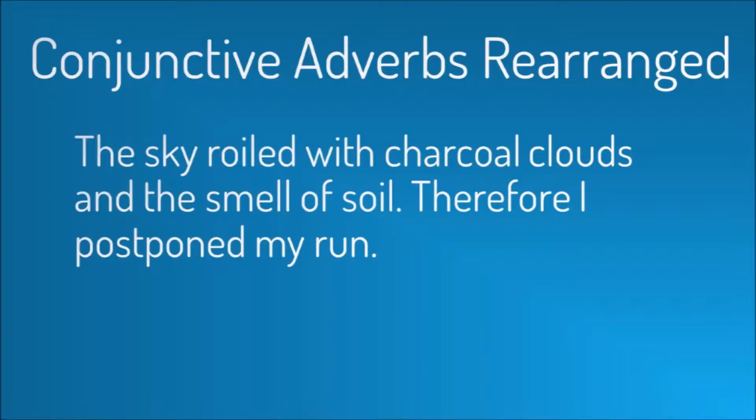So in this sentence, the semicolon and conjunctive adverb are being used to show how the first part about the storm and the second part about the canceled run are directly related and are kind of a causal relationship. Now, the writer could have done, the sky roiled with charcoal clouds and the smell of soil, period. Capital, therefore I postponed my run. It's not that different, but it's different enough that maybe you do want that semicolon to really drive home the connection between those 2 points.